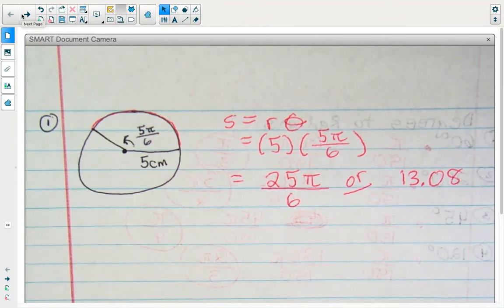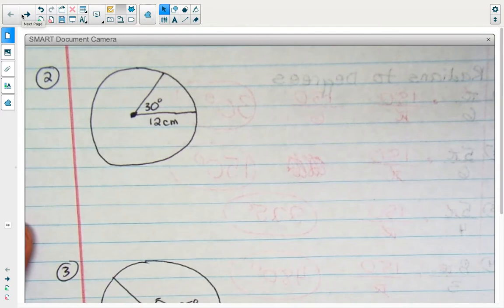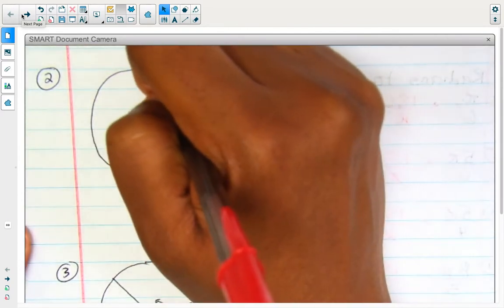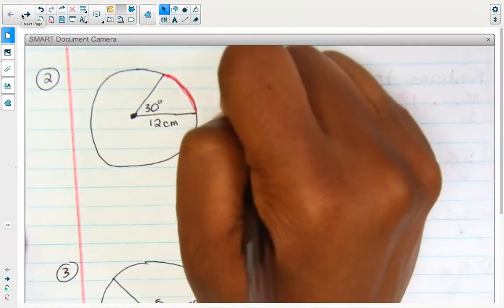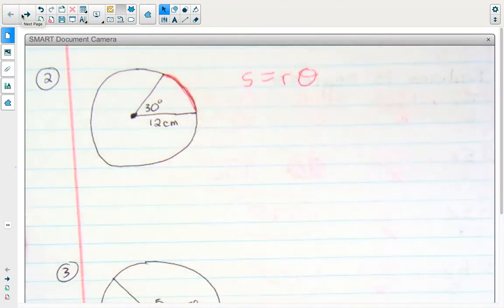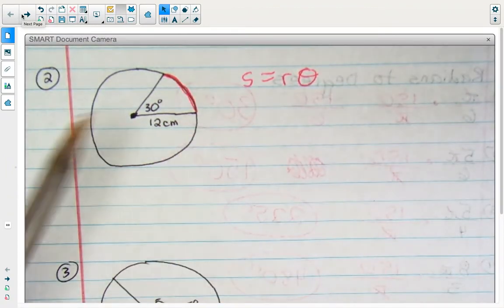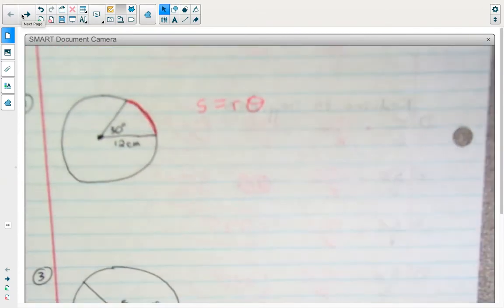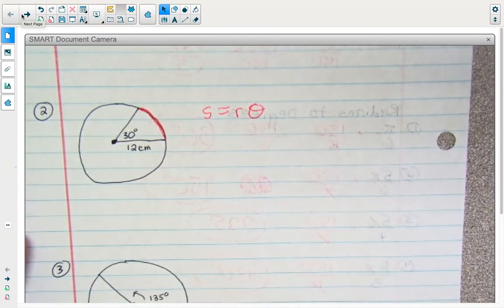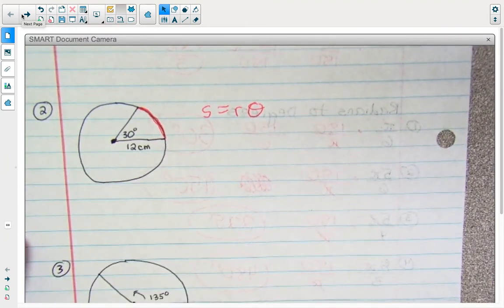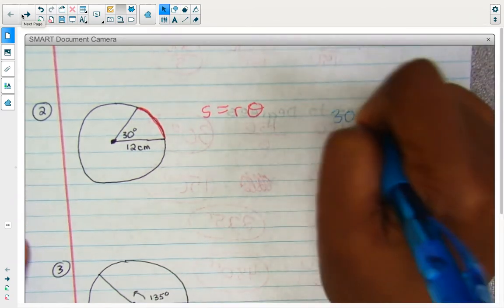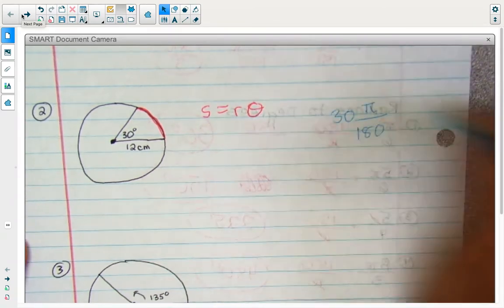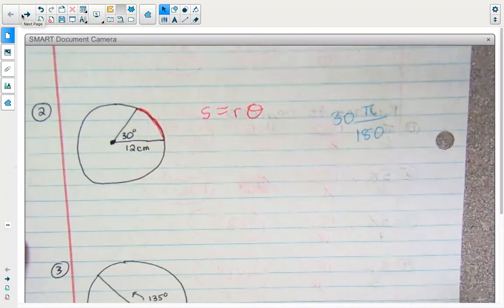Now let's take a look at one that does not give us the angle in radians, but gives it to us in degrees. So number 2, I'm looking for the length of this intercepted arc here. Let's start by writing our formula down. Now, I got my radius as 12, but the angle is given to us as 30 degrees. We need to find it in radians. So somewhere off to the side, we're going to do a little conversion, and I'm going to do that in this blue color. So 30 degrees, I need to convert that to radians. My conversion factor is pi over 180.